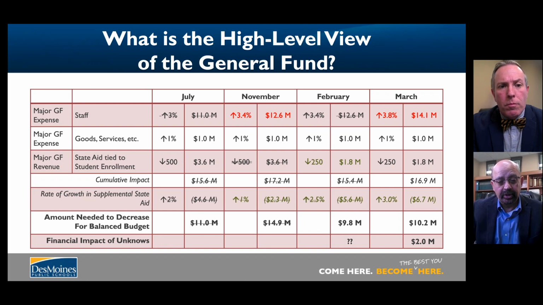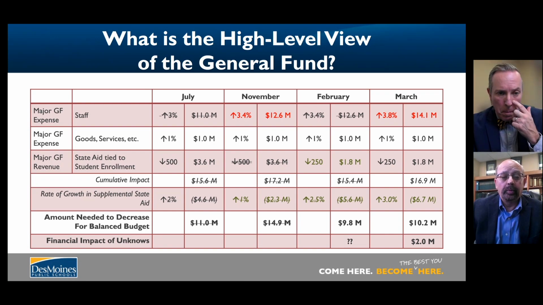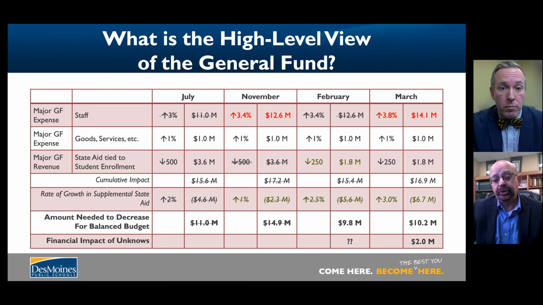Goods and services, we're trying to maintain kind of flat at 1%. We were estimating a 500 student loss. Fortunately, we had only a 250 student loss. It looks good compared to a 500 student loss, but we definitely want to arrest this decline. But that negatively impacts us by another $1.8 million.